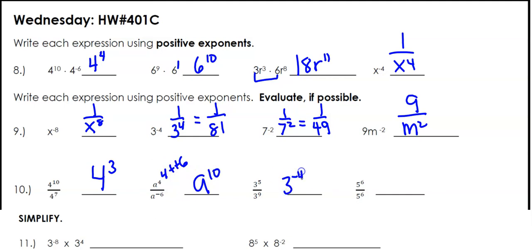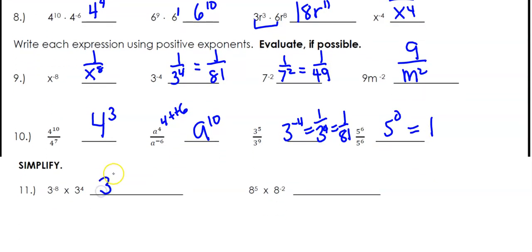3 to the negative 5th. Oops, 3 to the negative 4th. But that can't be negative, so it's 1 over 3 to the 4th. And earlier, we figured that out already. So 3 to the 4th is 81. 5 to the 6th divided by 5 to the 6th is 5 to the 0, and anything to the 0 power is 1.